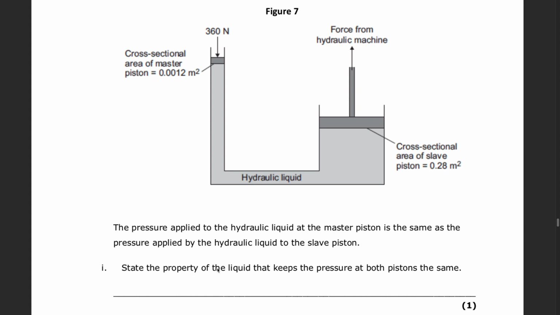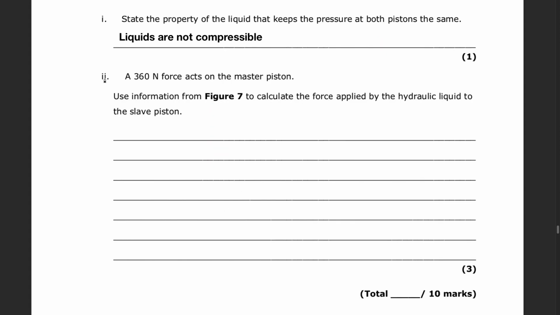And here we are going to refer to the fact that liquids are not compressible. So this implies that if pressure is applied on one side of the liquid, then that pressure is going to be transmitted throughout the whole system. Question 2. A 360 Newton force acts on the master piston. Use the information from figure 7 to calculate the force applied by the hydraulic liquid to the slave piston.